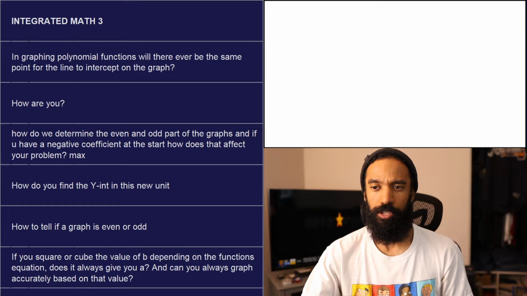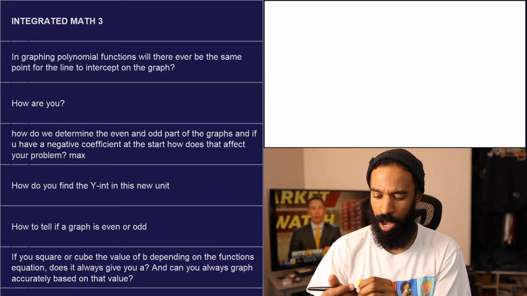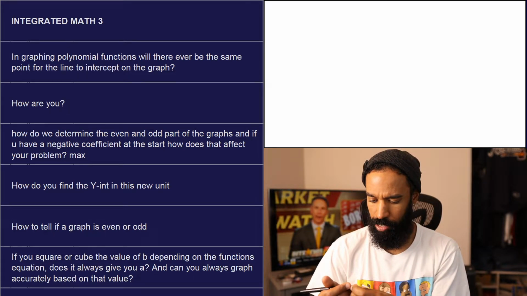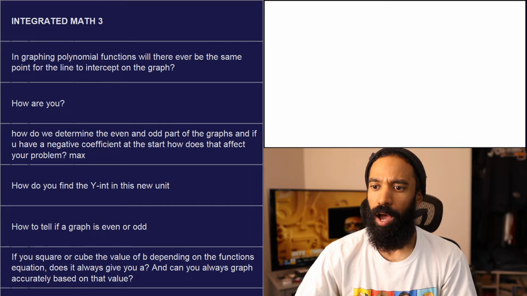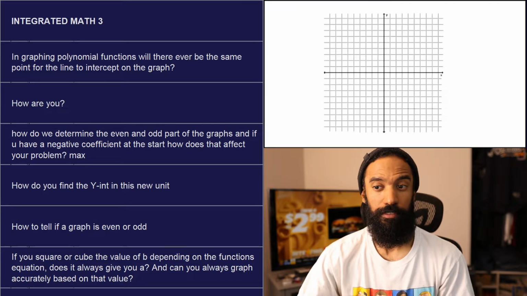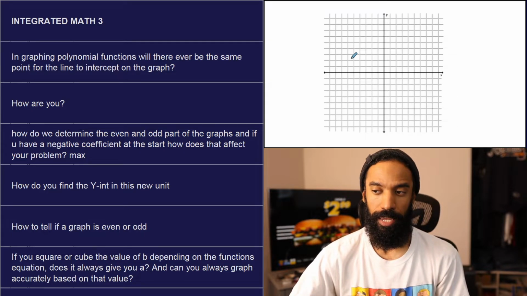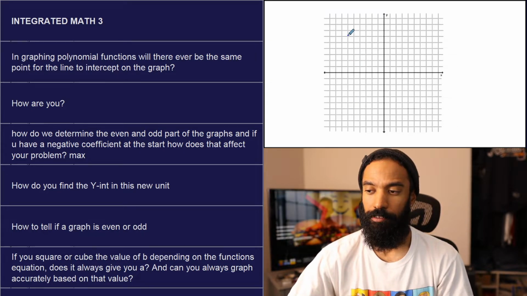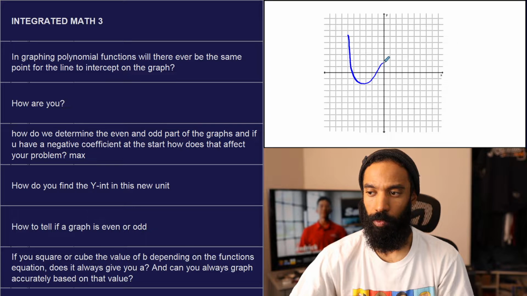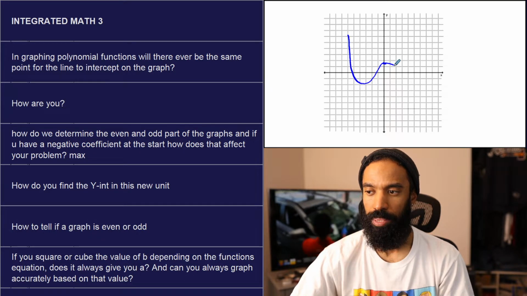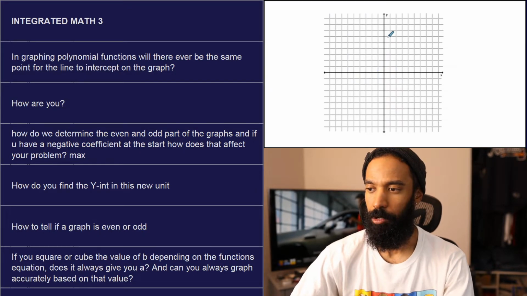Now, I kind of just answered this in a previous thing to differentiate odd versus odd degree. My stylus tip is a little broken here. You asked how to tell if a graph is even or odd, so I don't know if you mean on a graph. But on a graph, an even function would be symmetrical across the y-axis.